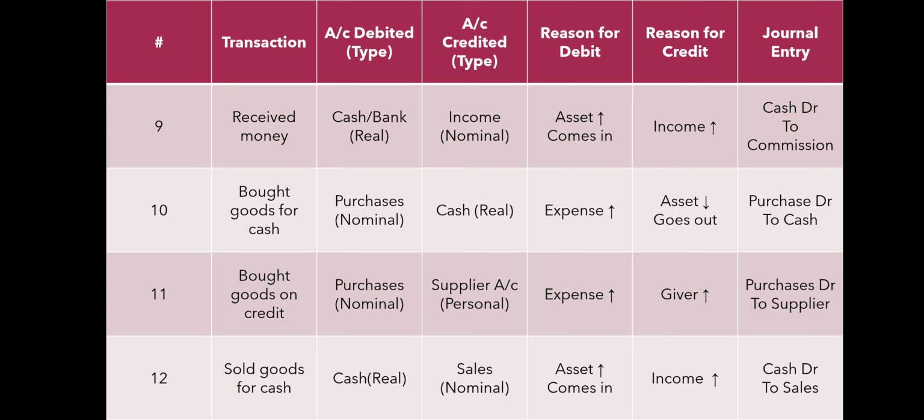Okay, now sold goods for cash. Now I'm selling goods, so sales is a nominal account. Okay, and it's an income, so it will be credited. And what did I receive when I sold the goods? I received cash, so cash is coming in the business, therefore it will be debited. And my sales, since it's an income and it's a nominal account, it will be credited. So my journal entry will be cash account debit to sales account.